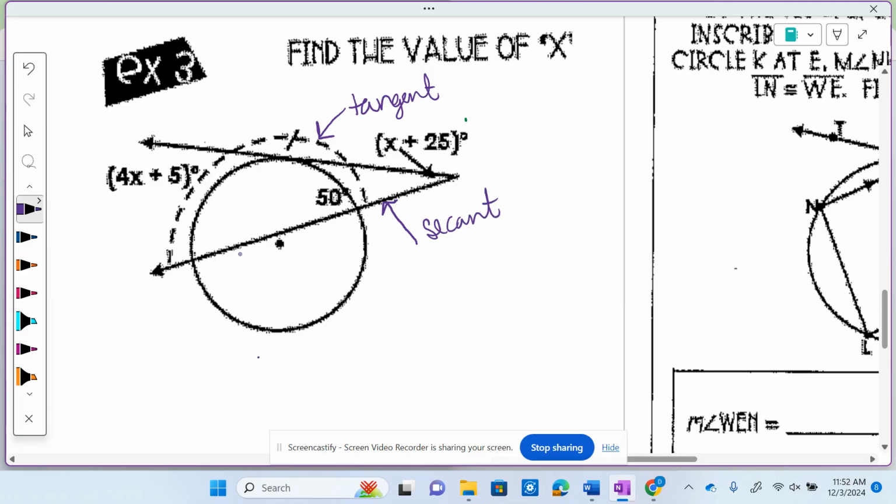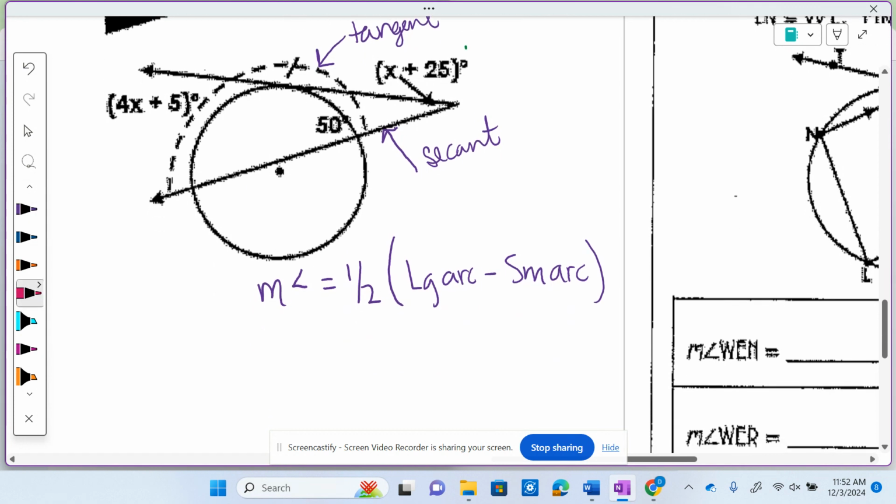Okay? So I know that the measure of the angle equals 1/2 of the large arc minus the small arc. And I know that because the angle is made outside of the circle. So my angle is x plus 25 equals 1/2 of the large arc. The measure of the large arc is 4x plus 5, right? Minus the measure of the small arc, which is 50.